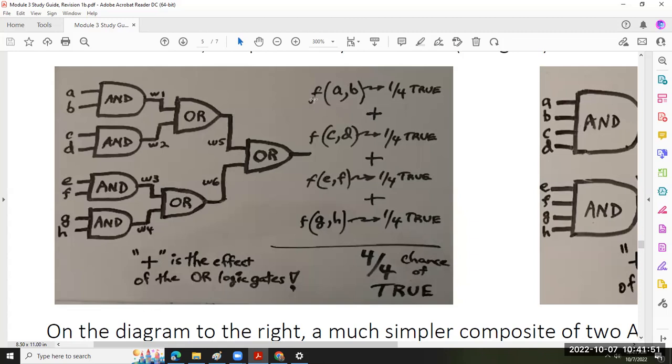Okay. And right here, function A and B, function C and D, function E and F, function G and H. Everybody with us? Yes. Okay. So 1 out of 4 times, this one's going to pop true. 1 out of 4 times, this one's going to pop true. 1 out of 4 times, this one's going to present true. 1 out of 4 times, this one's going to present true.